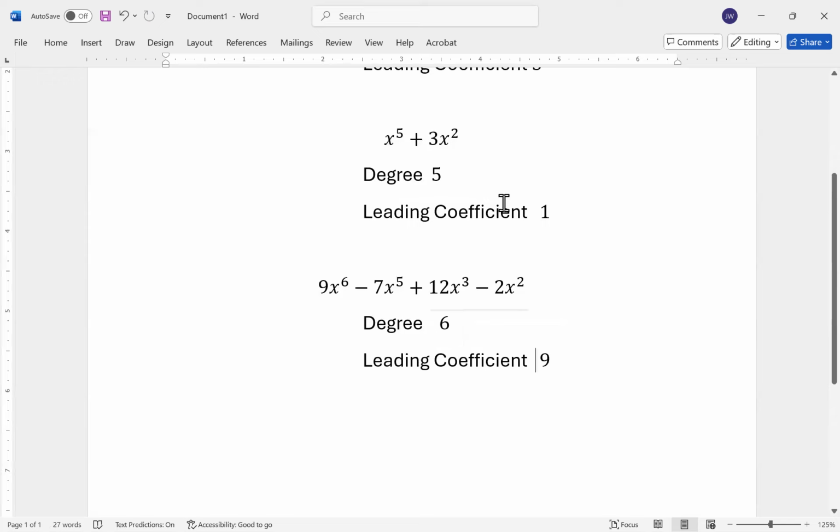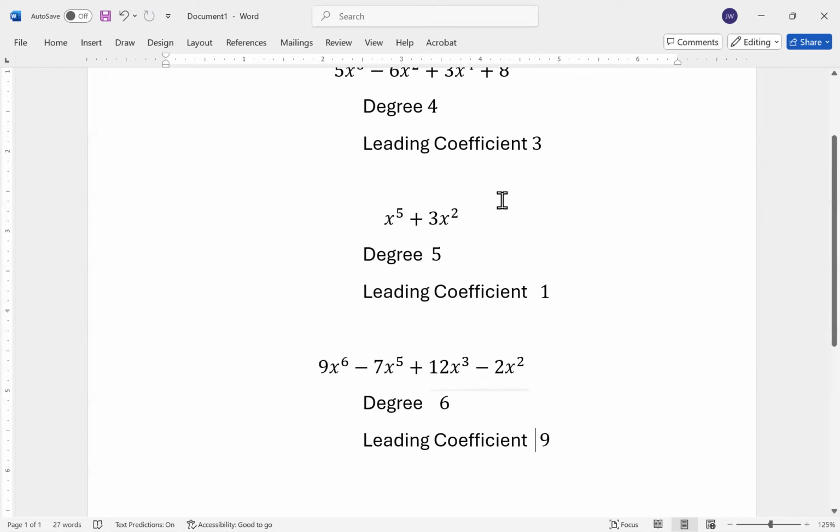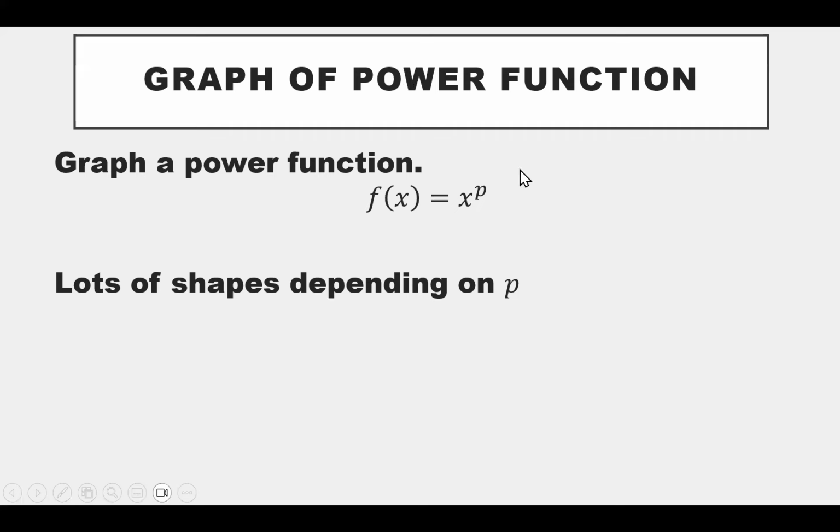So there we go. Now we can easily identify the degree and the lead coefficient of polynomials. The reason we're identifying the lead term and the lead coefficient and the degree of polynomials is because we eventually want to take something from that polynomial and understand the graph of it.